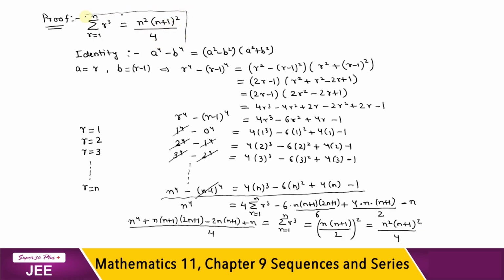Alright, so students, I hope you all must have understood these three special series, sigma r, sigma r square and sigma r cube, that is sum of first n natural numbers, sum of squares of first n natural numbers, and sum of cubes of first n natural numbers, and you must have understood their proofs also. Now you are supposed to remember these important results so that we can solve the questions based on it in our coming lectures.